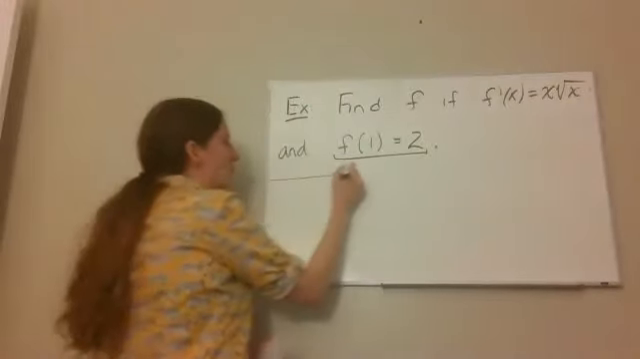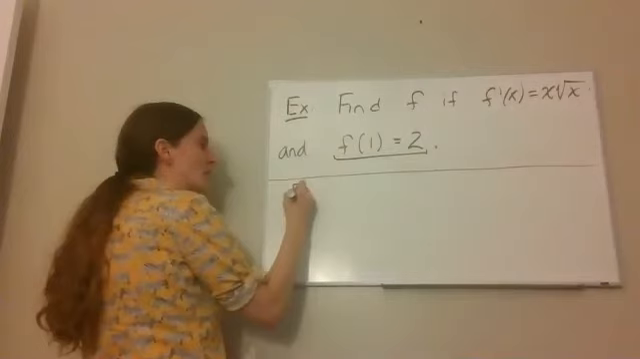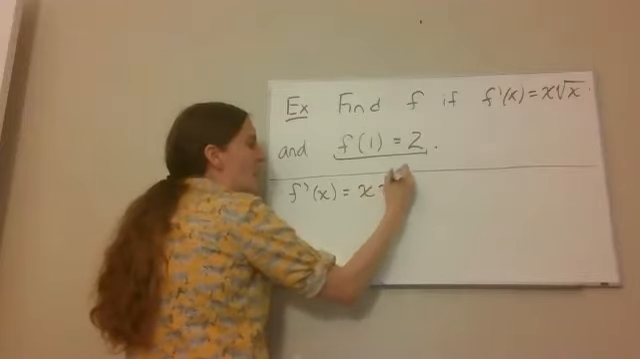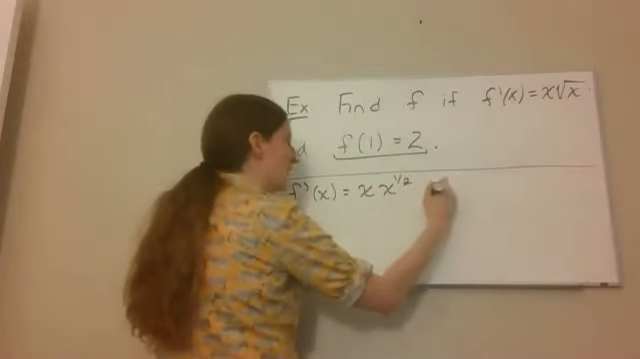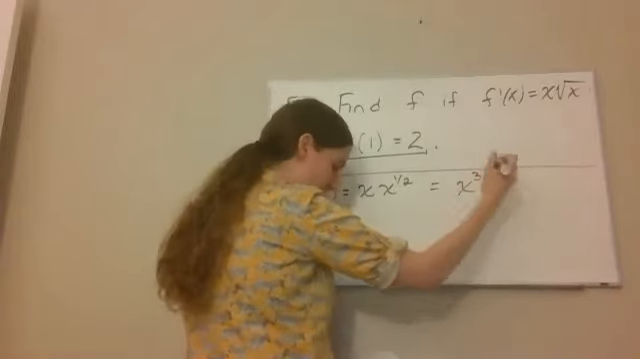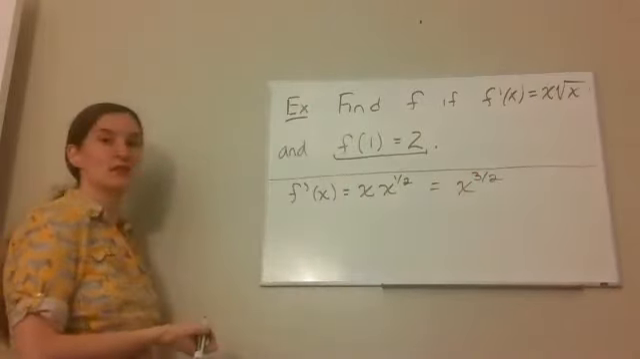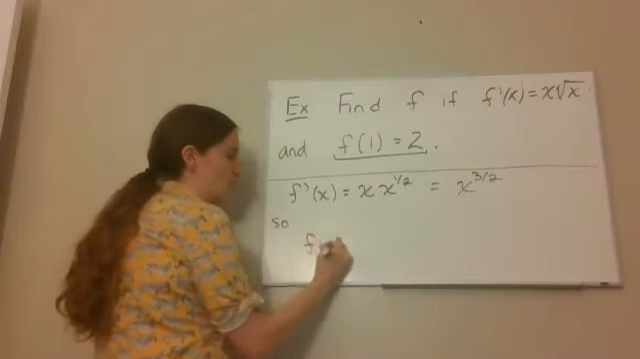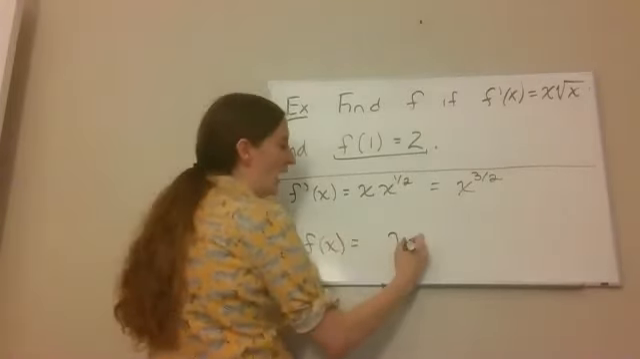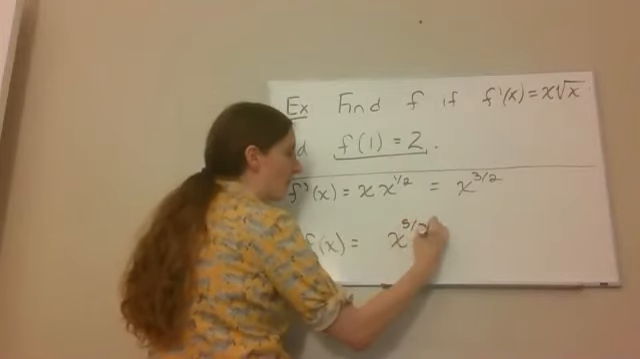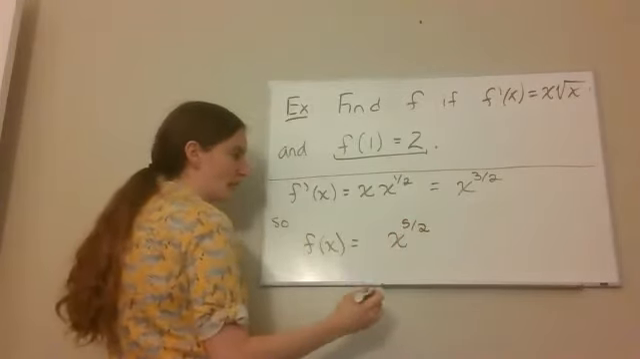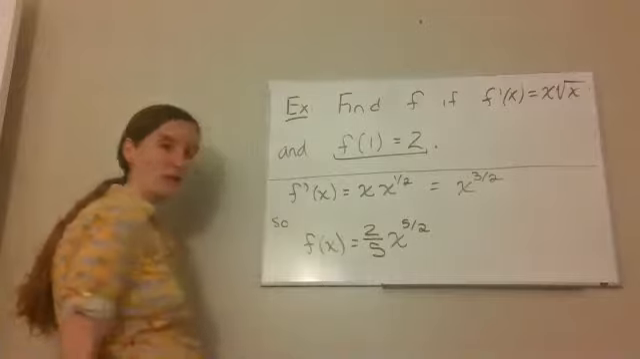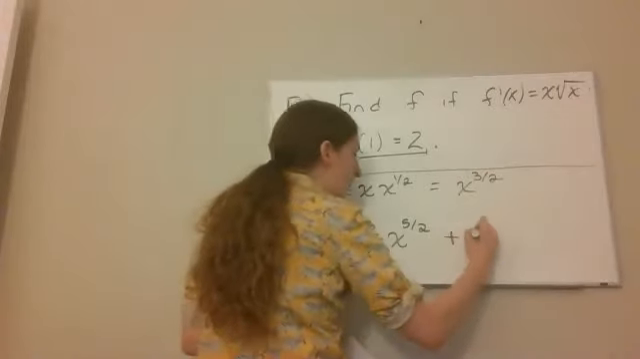To do that, I would rewrite my derivative. F prime is x times x to the 1/2, which that's the same thing as x to the 3/2 power. So now if I want to find the antiderivative of that, I get to use that backwards power rule. Add 1 to the exponent, so that would put me at 5/2, and divide by that new exponent. Dividing by 5/2 is the same thing as multiplying by 2/5, so I'm going to write it that way. And then add my constant.